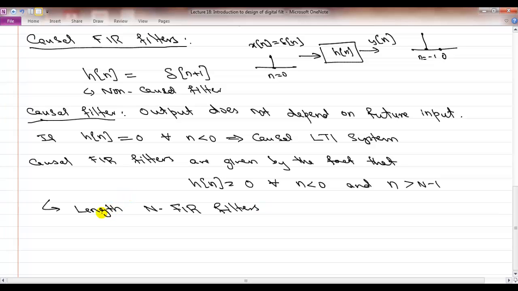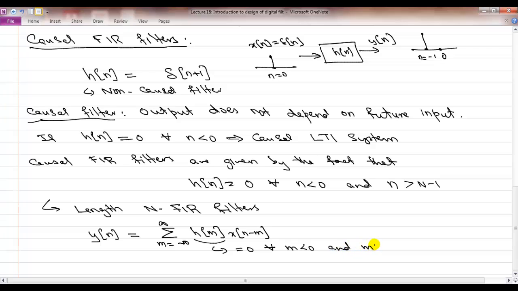So let's see what happens if you have a causal FIR filter, which will help us address why an FIR filter can be implemented. Go back to our definition of the convolution formula, which is the sum over m from minus infinity to infinity of h[m] x[n minus m]. But since now my h is FIR, h[m] is 0 for all m less than 0 and m greater than N minus 1. So I can just have my summation from m equal to 0 to N minus 1 of h[m] x[n minus m].